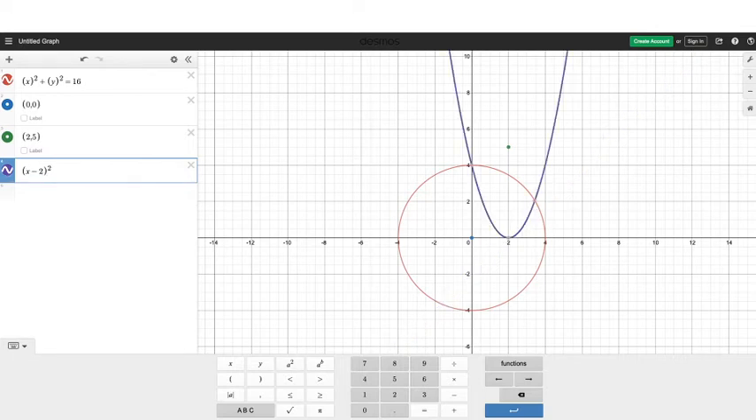That's a parabola. That's why you got to have an x and a y. So check this out. What's the opposite of positive 5? Well, the opposite of positive 5 is negative 5. And I'm going to square that. And then I'm going to do equals 16 because I still want that radius of 4.